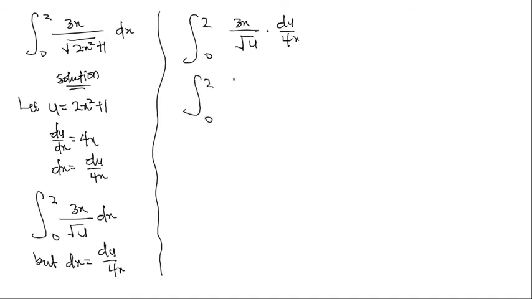So we can write this as, I can bring the 4x over here, so I have 3x on 4x multiplied by du on root of u. So this cancels this, so we have 3 on 4, which is a constant, so we can bring it outside. So we have 3 on 4 integral from 0 to 2 of the function. This can be rewritten as 1 over root u du.